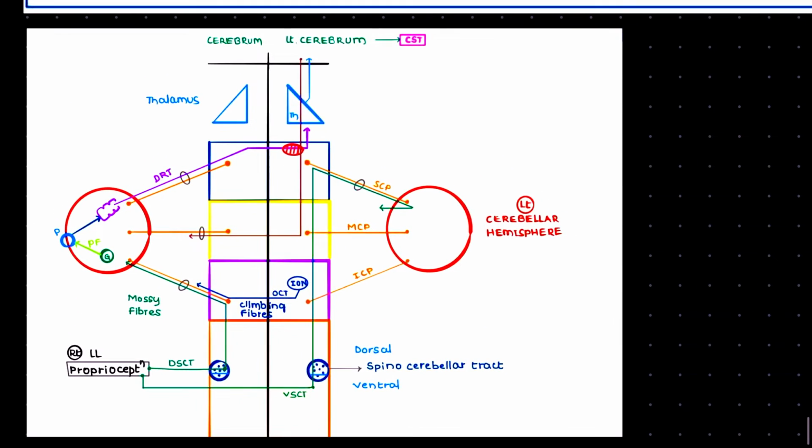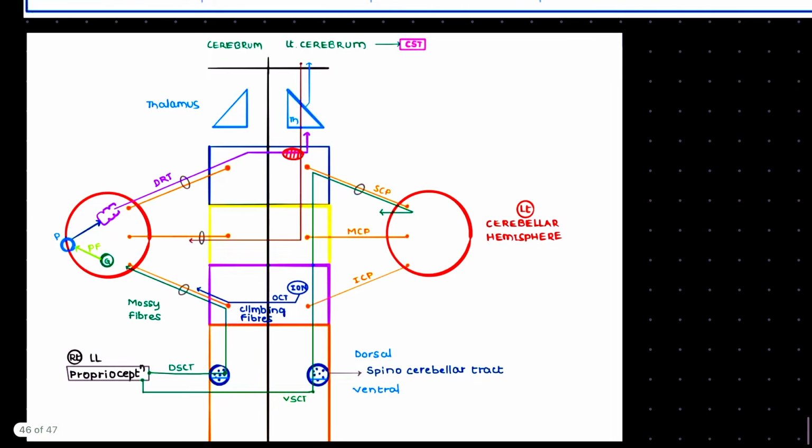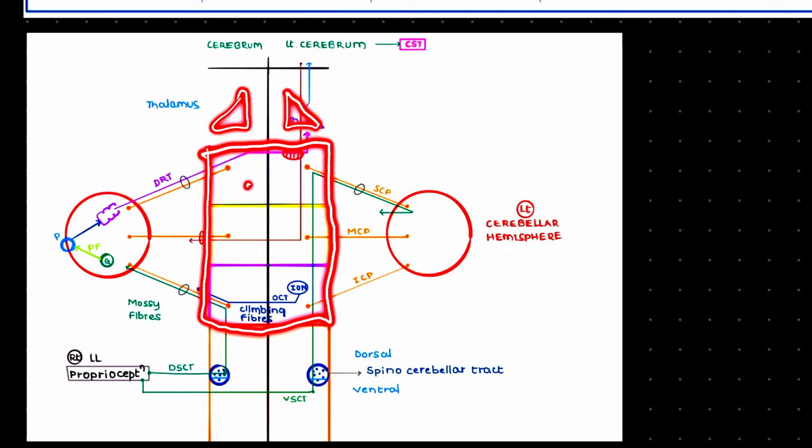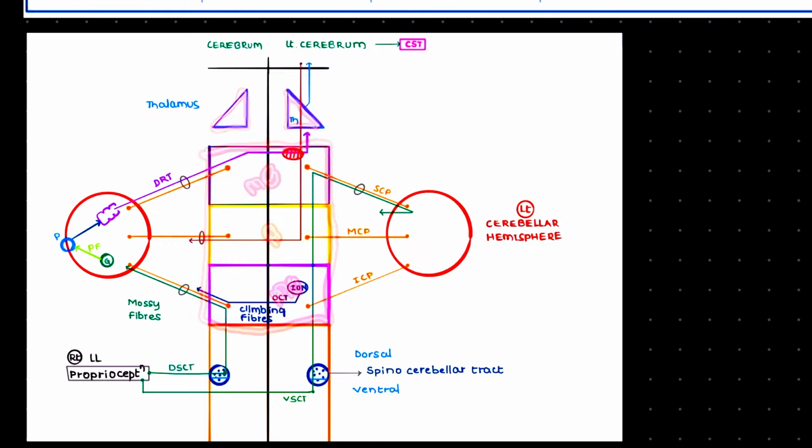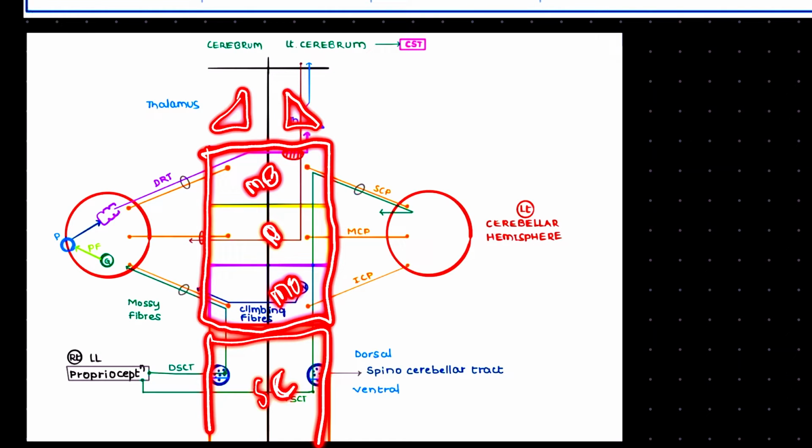Now I will take you in depth into the same thing. Let me clarify: above, this is our left cerebrum, this is our right cerebellum, and this is the midline of our body. Below the cerebrum we have the thalamus, and below the thalamus we have the brain stem: the midbrain, the pons, and the medulla oblongata. Below that we have the spinal cord.